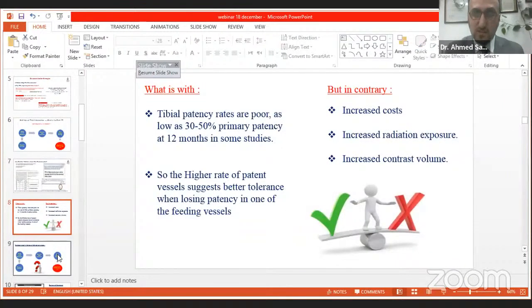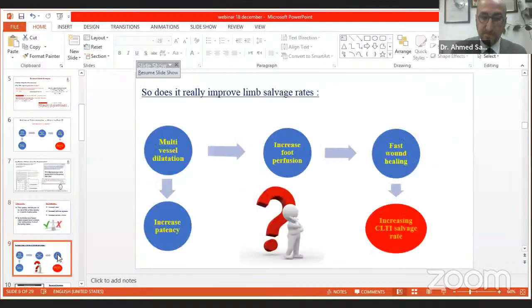So what is with this theory of multivessel revascularization and what is against? The tibial patency rate, as we all know, is poor, as low as 30 to 50% primary patency at 12 months in some studies. So a higher rate of patent vessels suggests better tolerance when losing patency in one of the feeding vessels. But on the contrary, if we use multivessel revascularization, we are increasing the cost, the radiation exposure, and also the contrast volume.